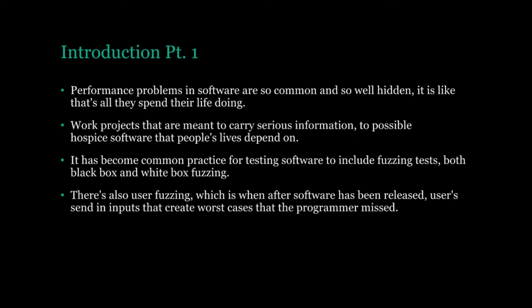Besides just programs not working efficiently, there are also security flaws that can be shown through fuzzing tests. Those that have algorithmic complexity vulnerabilities. And that's how actual DOS attacks work, as they cause a running program to exhaust all the resources when given untested worst case inputs. And then there's also user fuzzing, which is when, after the software has been released, users send in inputs that create worst cases that the programmer missed.